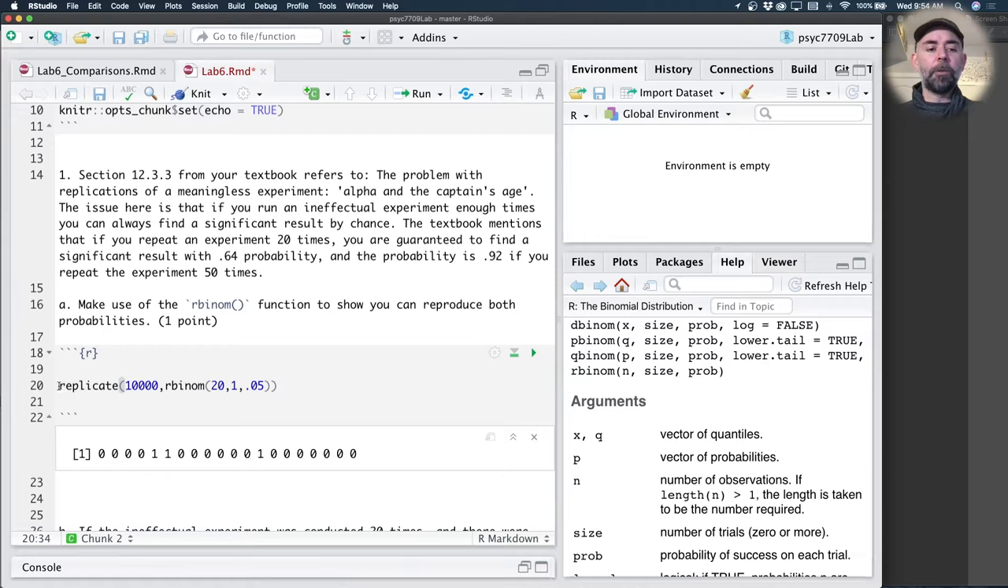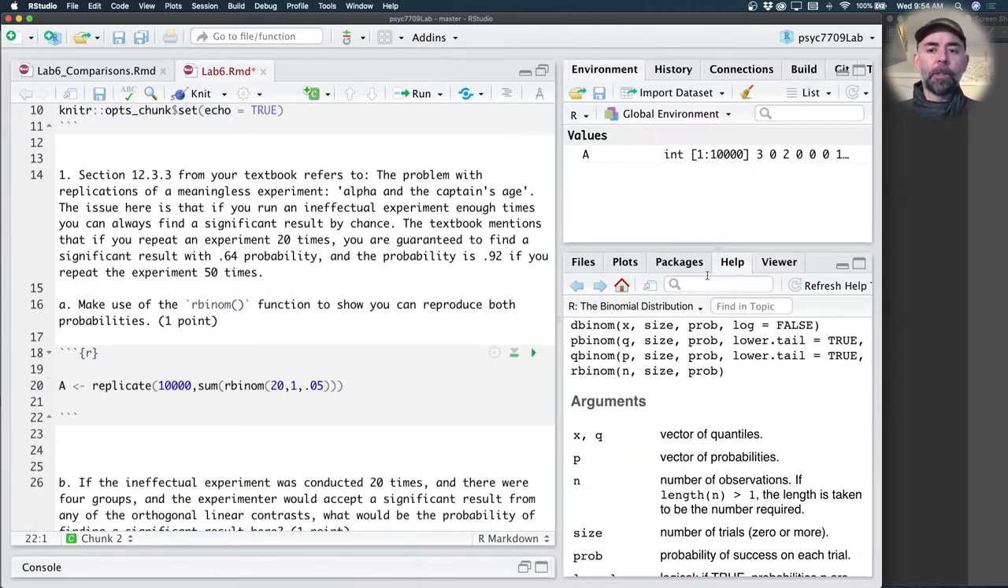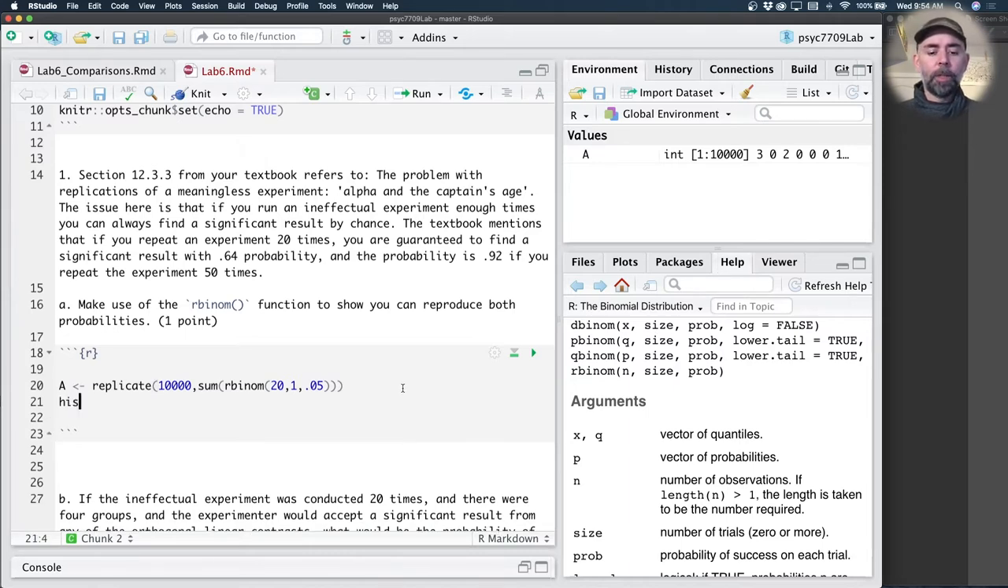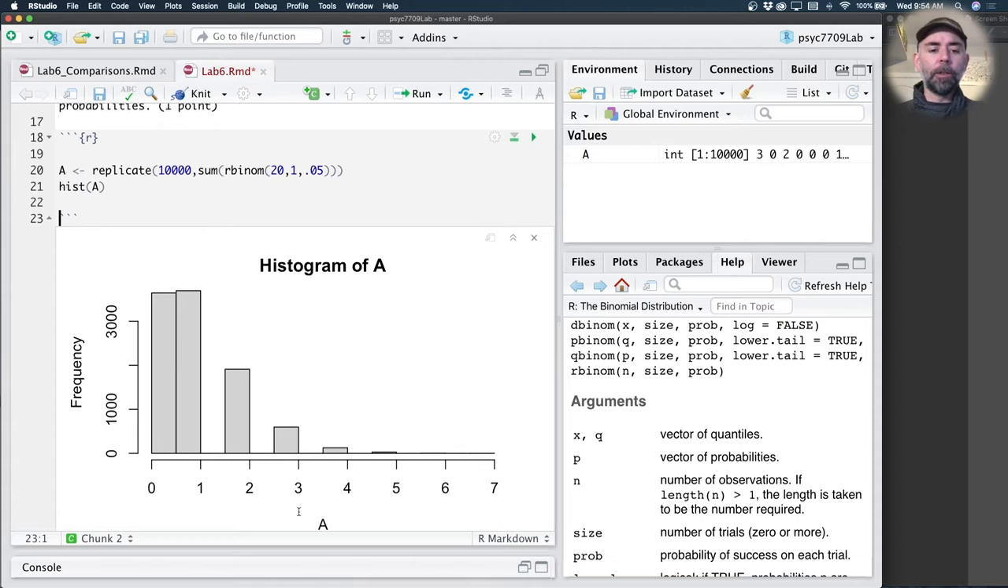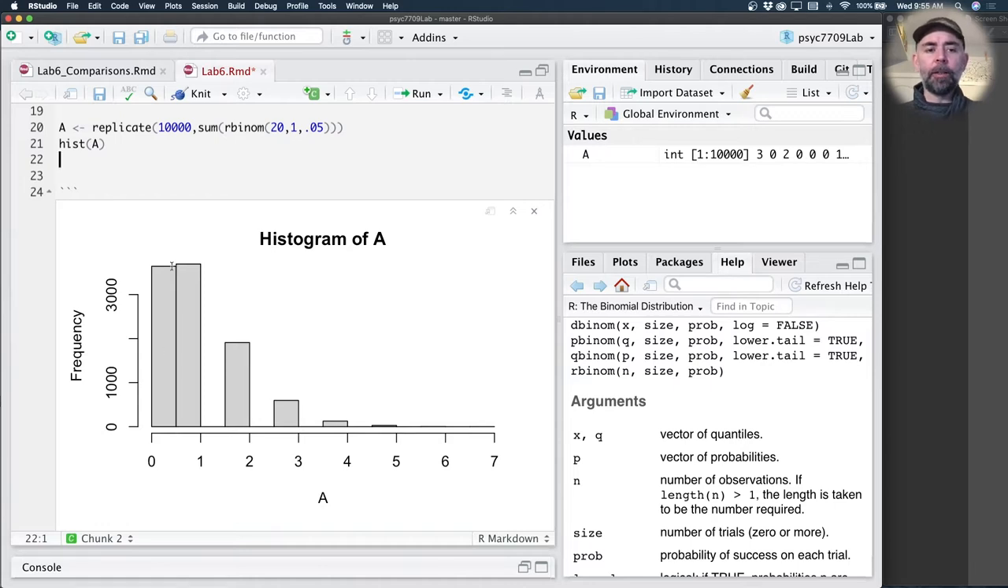And basically, what we want to do is add up these things, and I'm going to put them into a variable called A. So let's take a look at A. We could do a histogram of A. Okay, so we're seeing the kinds of things that would generally happen here. And we can see that it looks like there's definitely a bunch of zeros. So that means that if you run the experiment 20 times, it's definitely possible that you will never make a type 1 error. But look at all these other counts here are times when you did make a type 1 error.